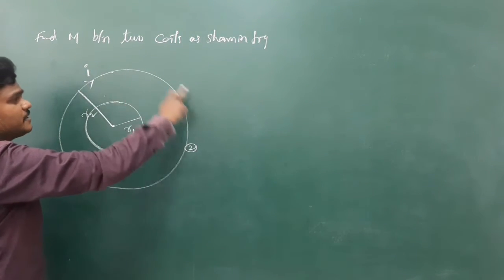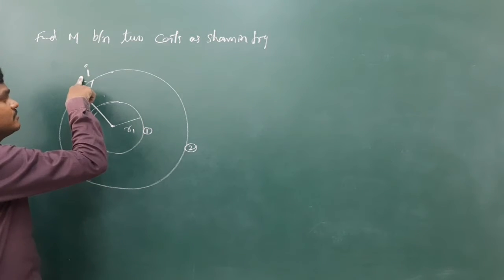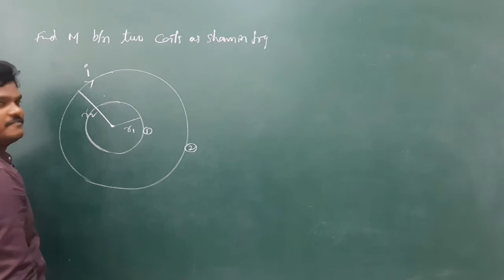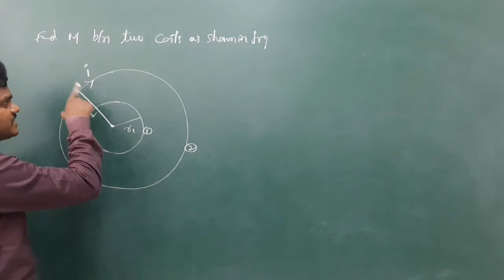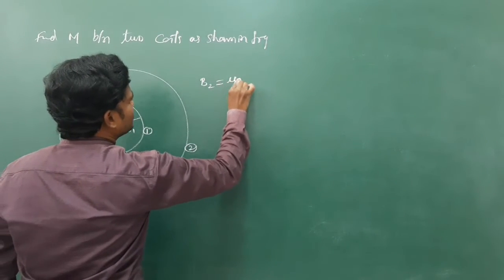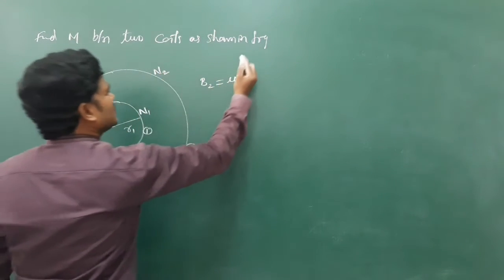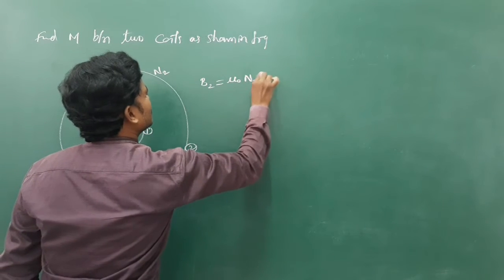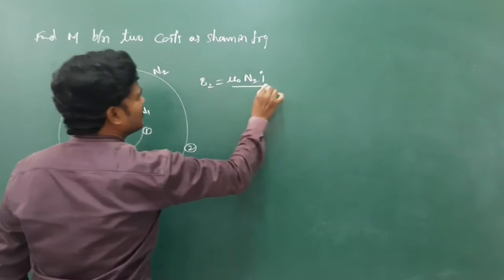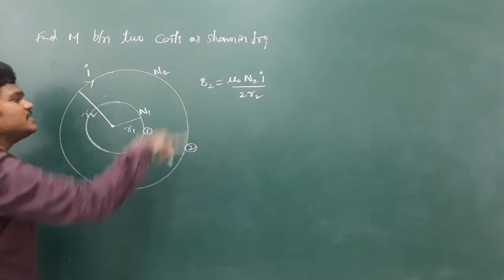See, because of this current, there will be a field at the center. Because of the second coil, there will be a magnetic field here. How much is the magnetic field? Let me write directly. Magnetic field because of the second coil, we can write mu naught N2 I2 by 2 R2, where N1 and N2 are the numbers of turns. Magnetic field because of the secondary coil.